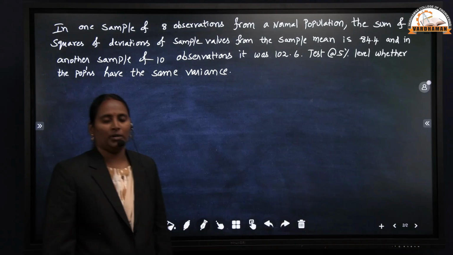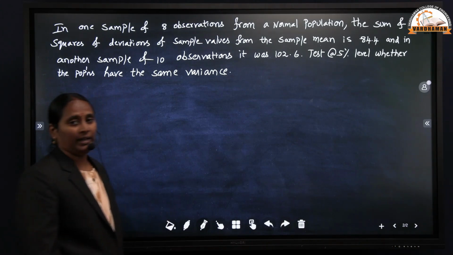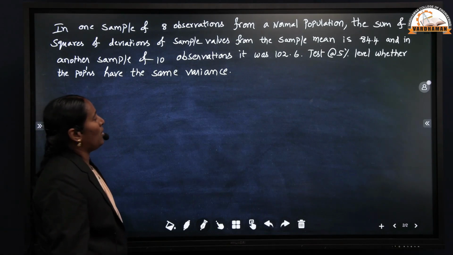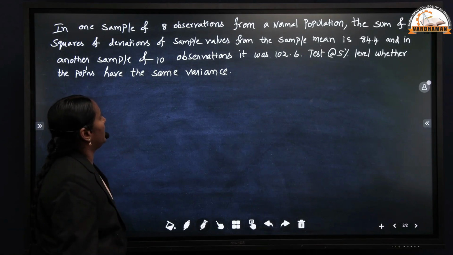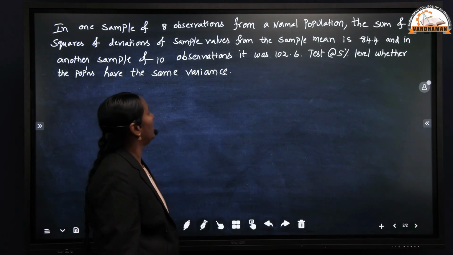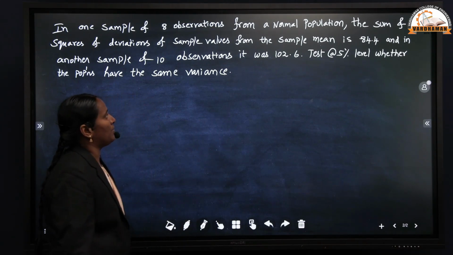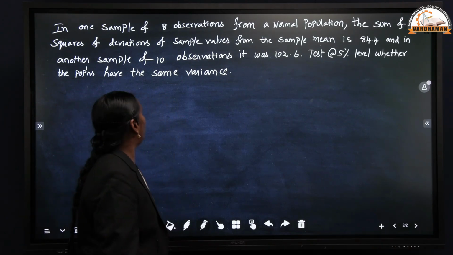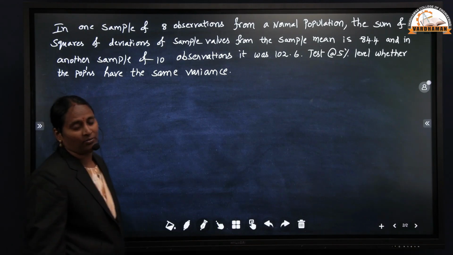Now let us see the problem on F test for equality of population variances. In one sample of 8 observations from a normal population, the sum of the squares of the deviations of the sample values from the sample mean is 84.4, and in another sample of 10 observations it was 102.6. Then test at 5% level whether the populations have the same variances.